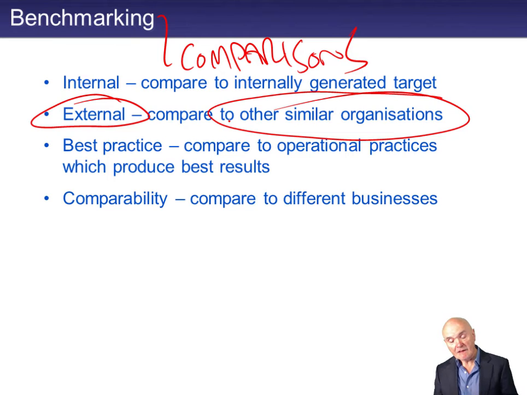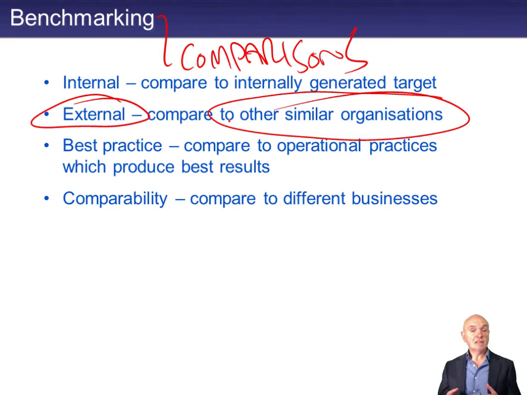Now that sounds fine in theory, but in practice it's rather difficult, because in a way some of the most interesting stuff you want to benchmark is confidential. So you would dearly love to know what it costs a competitor to make a product, but I shouldn't think the competitor would want you to know what it costs to make a product, or how long it takes to make a product, and so on. So you're a little bit inhibited here in getting information that's actually relevant for this external benchmarking.